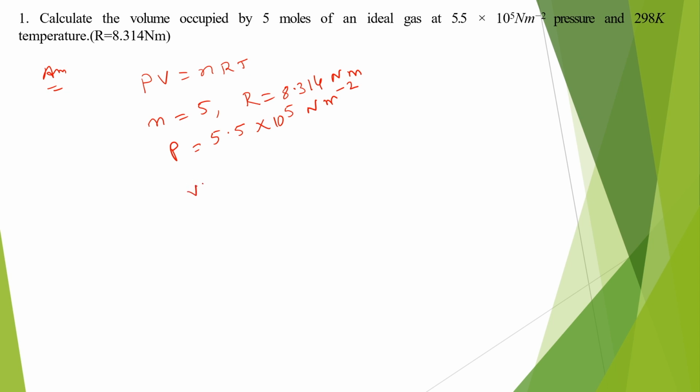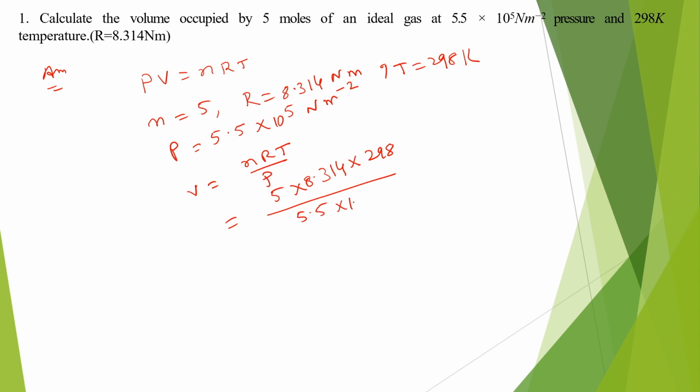So, we need to calculate the volume. So, volume is nRT by P. So, if you substitute all these values of n, R, T and P, and temperature is also given, T is 298 K. So, we get n is 5, R is 8.314 and temperature is 298 by P, P is 5.5 times 10 to the 5. So, it gives 22.52 times 10 to the minus 3 meter cube. So, this was extremely easy problem.